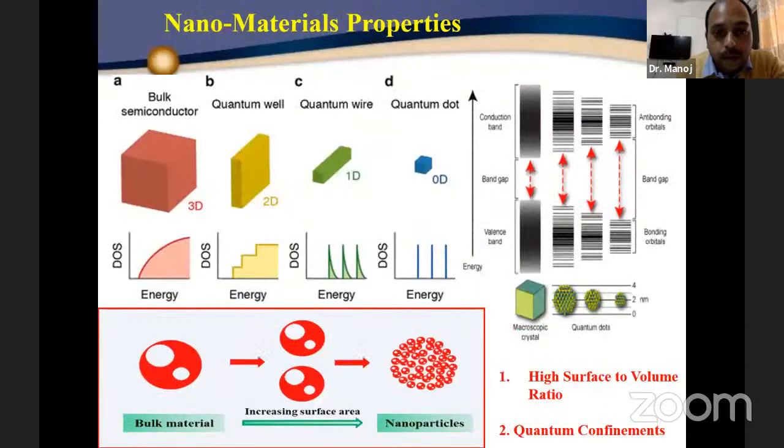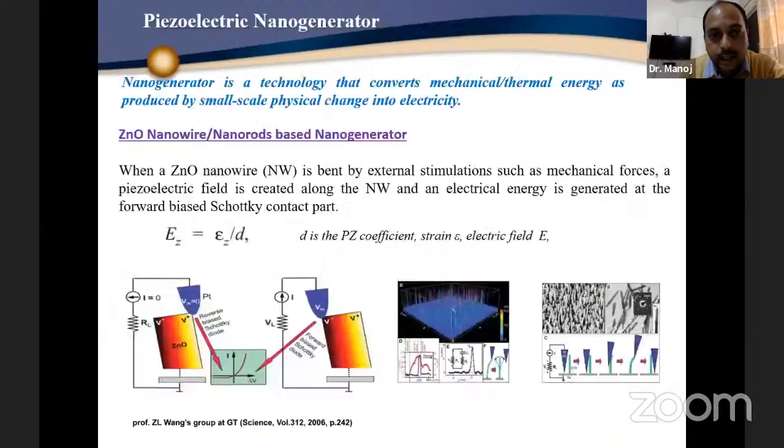Without talking about the beautiful properties of nanomaterials, we cannot complete our talk. We all know that nanomaterials have very fascinating properties like high surface-to-volume ratio and quantum confinement effect because of the variation of density of states versus energy. You can see that when the morphology changes, the behavior of the DOS versus energy changes. So it gives a lot of beautiful properties in various applications. I will not go into that detail.